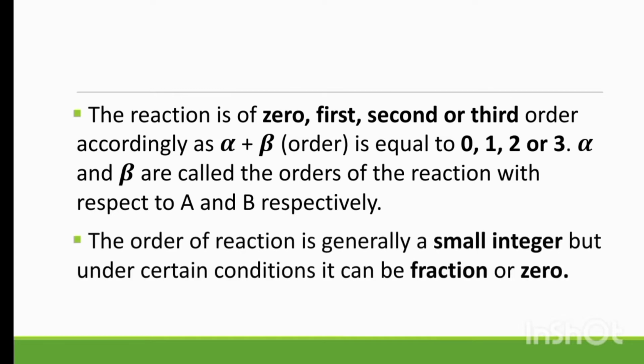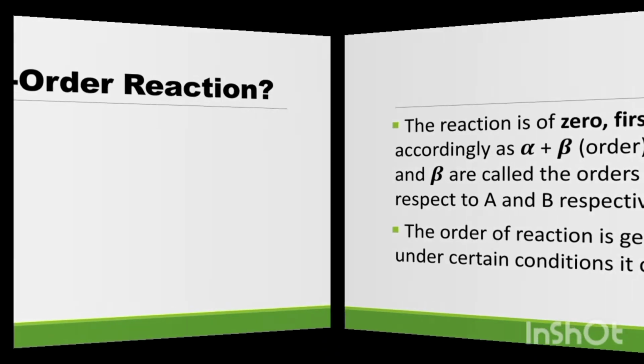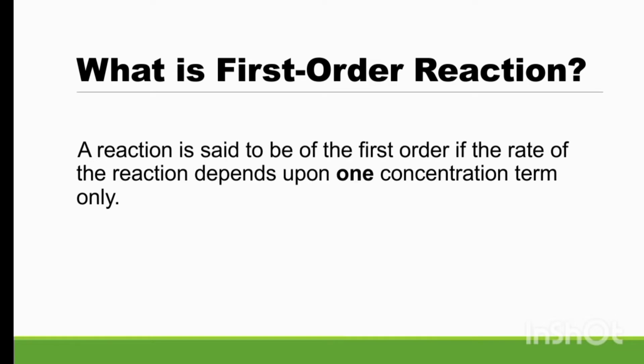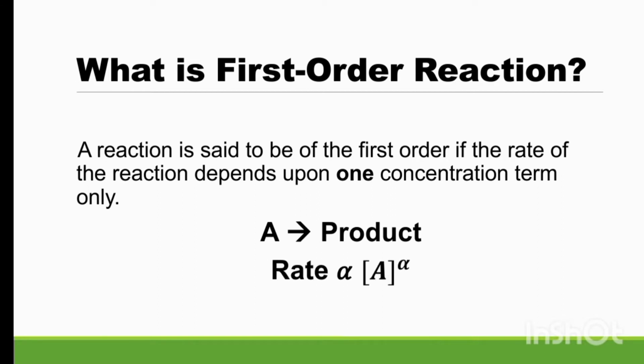The order of a reaction is generally a small integer, but under certain conditions it can be a fraction or a zero. What is first order reaction? A reaction is said to be of the first order if the rate of the reaction depends upon one concentration term only. Consider a hypothetical case. Reactant A giving product. The rate of the reaction is directly proportional to the molar concentration of A raised to the stoichiometric coefficient of A, as we have seen earlier.